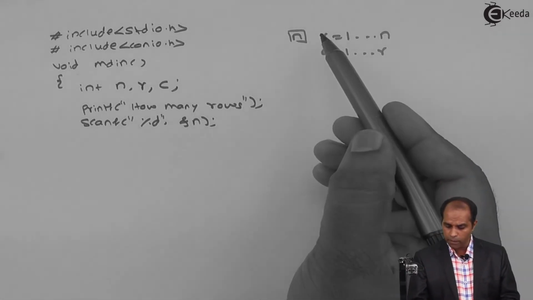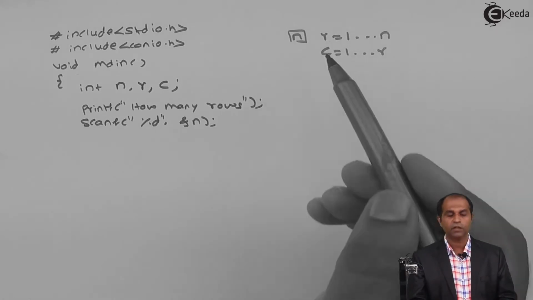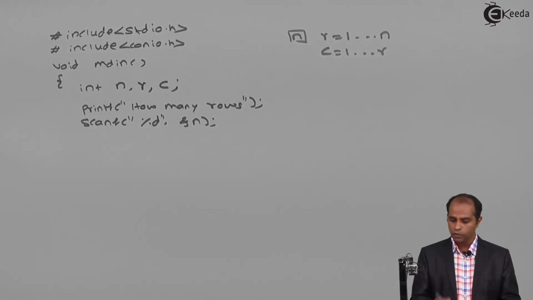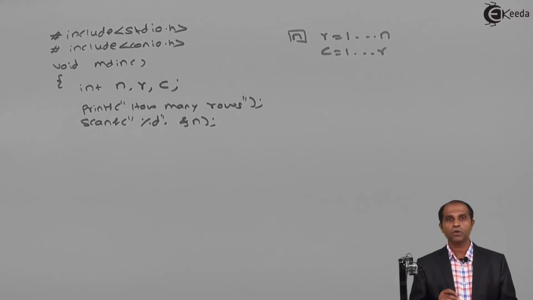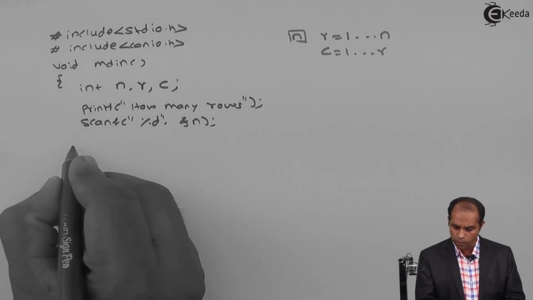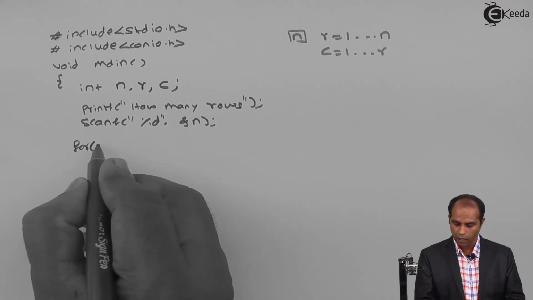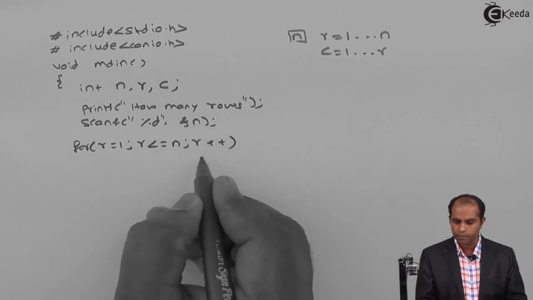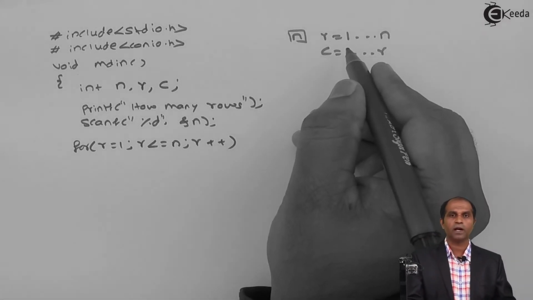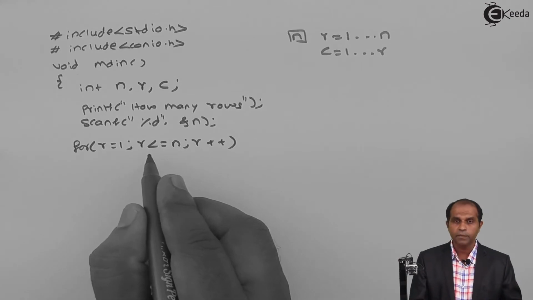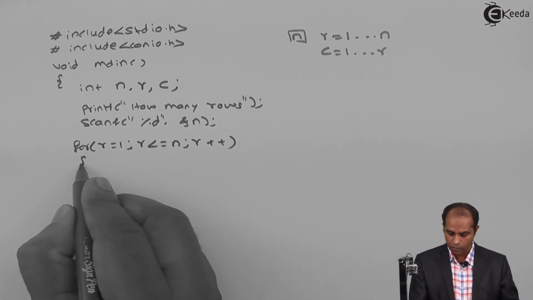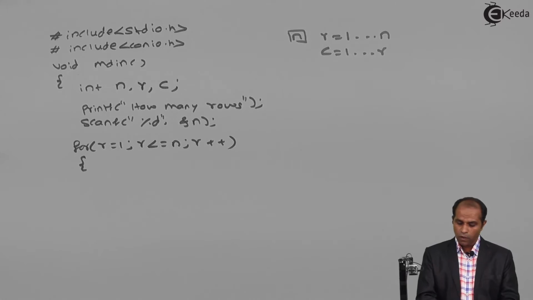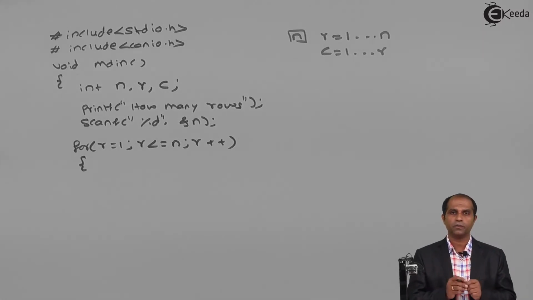So I have two variables, R and C, R controlling the rows and C controlling the columns. The very first thing I'm supposed to write is the row loop, because the row is going to change less as compared to the columns. So the first loop is a row loop: for R equals 1, R less than or equal to n, R plus plus. R starts with the value 1, ends at n, and increments by 1 step, hence R plus plus. Curly bracket.